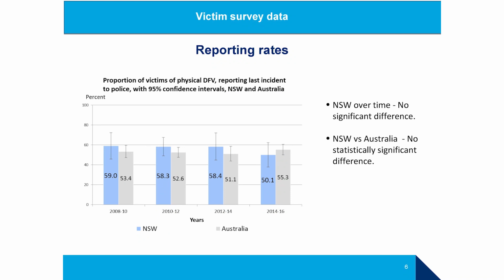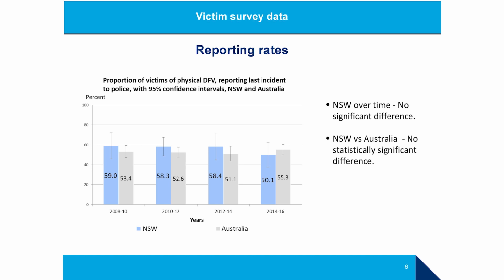And we also looked at the reporting rates in the victim survey to see if there had been any changes over time. And if you look at this, you can see from the New South Wales, the blue bars again, that there is some fluctuation from around 60% of incidents of domestic and family assaults being reported to police, down to about 50. And that main change was happening between 2012-14 to 2014-16. But if you look at those long skinny lines at the top of the bars, you can see there's a really wide margin of error. And so we can't say that that was a significant change.